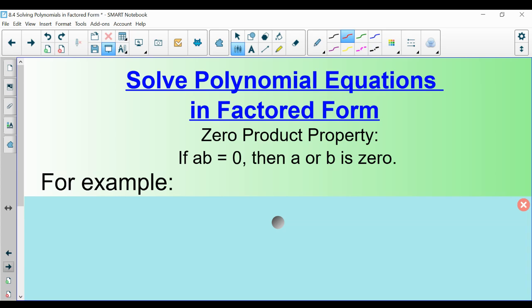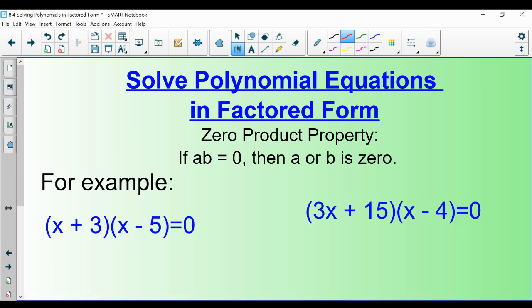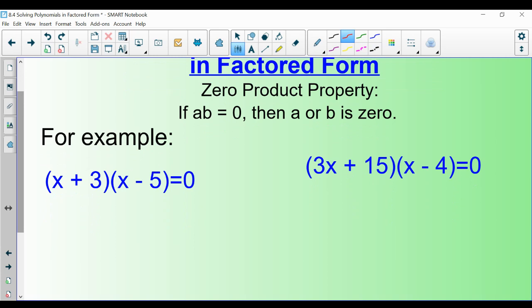So what does this mean for us? Well, we're going to have problems that essentially are A times B equals 0. Let's take a look at this example. We have something, and we're multiplying it by something else, right? (x + 3)(x - 5) is equal to 0. In order for this to be true, either this must be 0 or this must be 0.